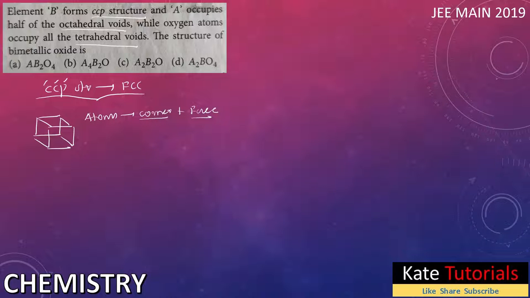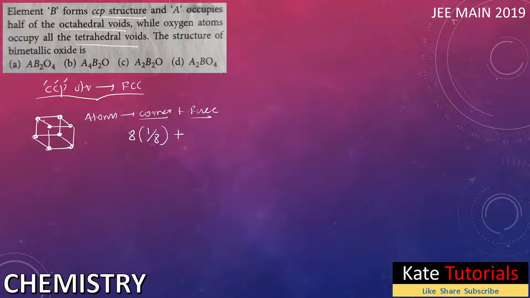So corners, how many corners are there in a cube? It will have 1 2 3 4 5 6 7 8. 8 corners will be there. Each corner will be shared by 8 unit cells. See, one unit cell here, second unit cell here, above this one unit cell third, and here fourth. So down 4, top 4, total 8 sharing will be happening. So 8 corners, each corner is shared by 8 unit cells, so it will be 1 by 8.